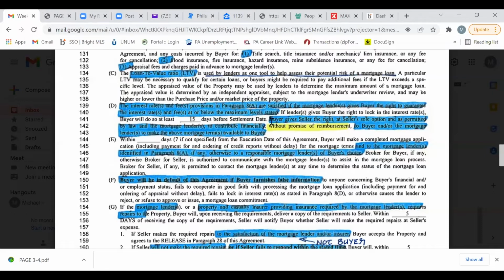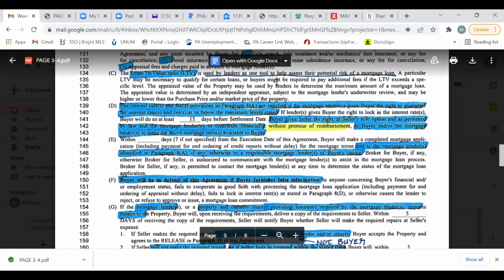D, again, we're right in the middle there, line 141. Buyer gives seller the right at seller's sole option and as permitted by law and the mortgage lenders to contribute financially without promise of reimbursement to buyer and or the mortgage lenders to make the above mortgage terms available to buyer. So stating that a seller can help contribute through seller help as long as there's no side deal that the buyer is going to pay them back at some point or have like a private loan. Okay.